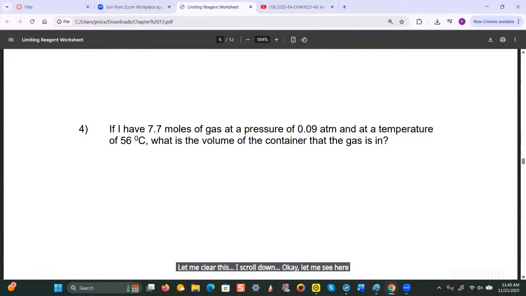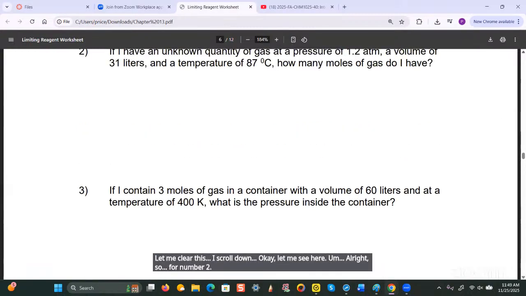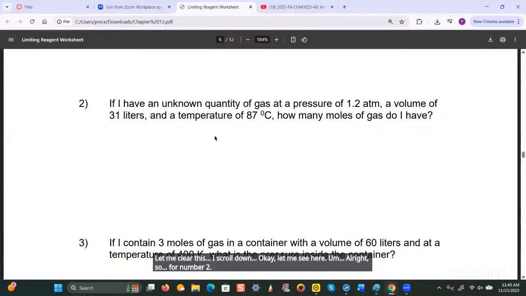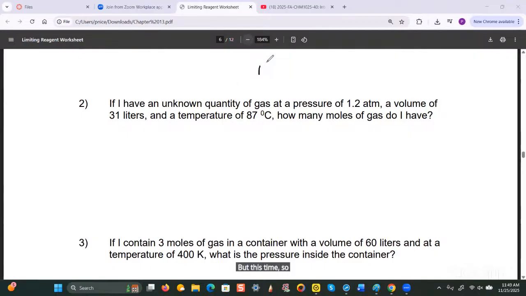All right, so for number 2, it says I have an unknown quantity of gas at a pressure of 1.2 atmospheres. The volume is 31 liters and the temperature is 87 degrees. How many moles of the gas do I have? It's the same equation you're going to use, PV is equal to nRT, but this time we're trying to find n. So n is equal to PV over RT, right?